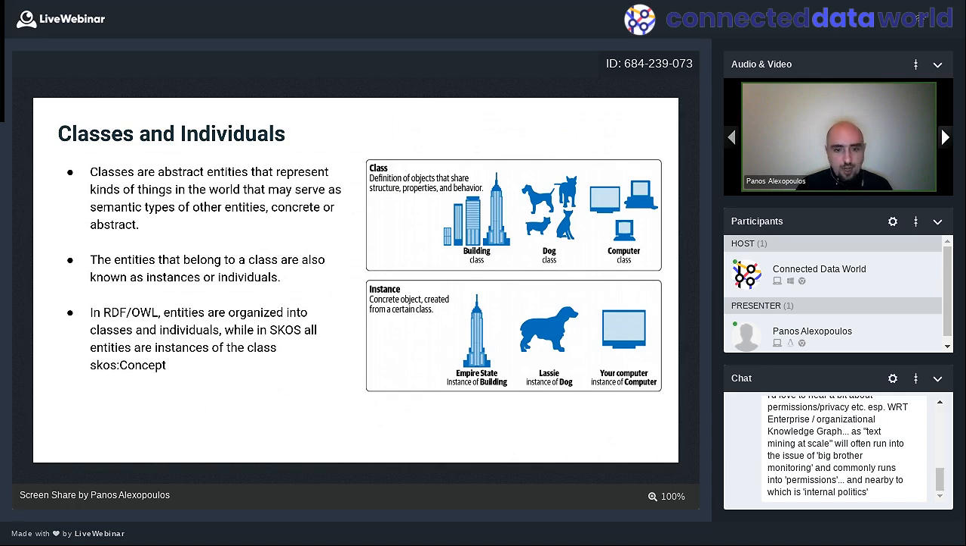And if you're coming from the semantic web community and you're familiar with RDF and all, their entities are indeed organized into classes and individuals. But there are also other representation frameworks where this distinction is not made. SKOS, for example, the Simple Knowledge Organization System, considers all entities to be instances of the class SKOS Concept, and it doesn't care about the distinction between a class and an instance among its concepts.